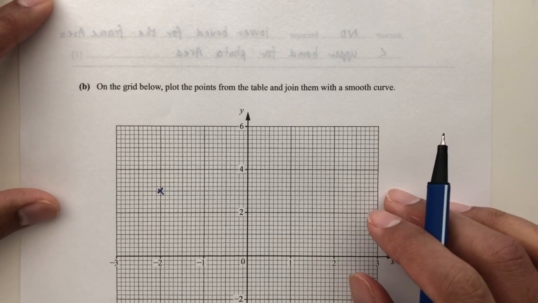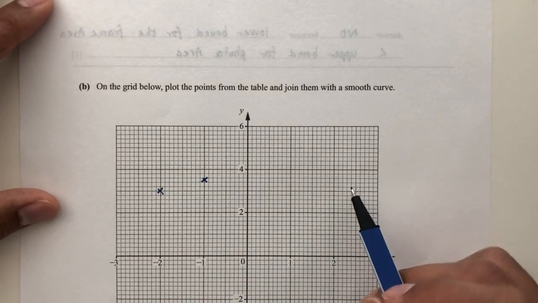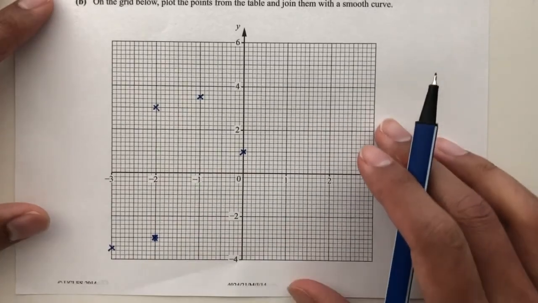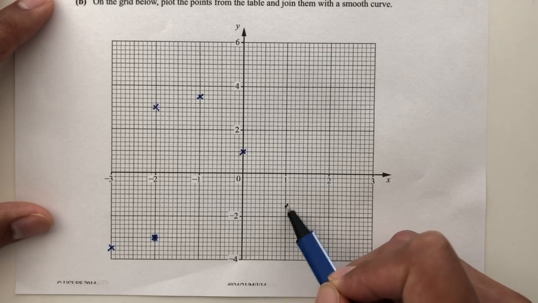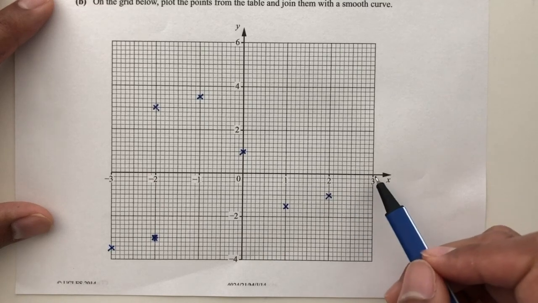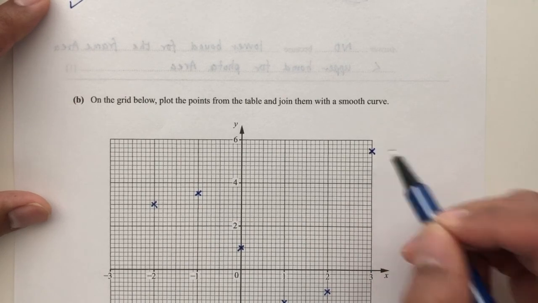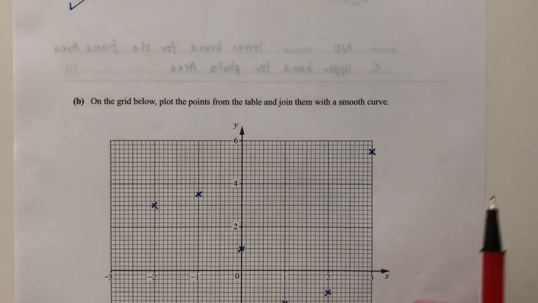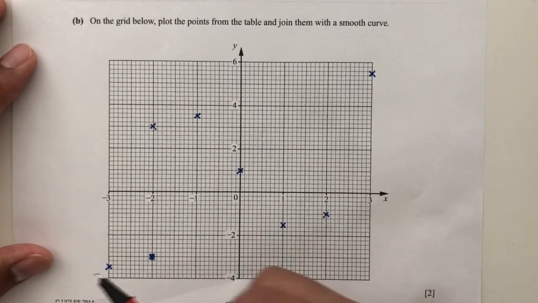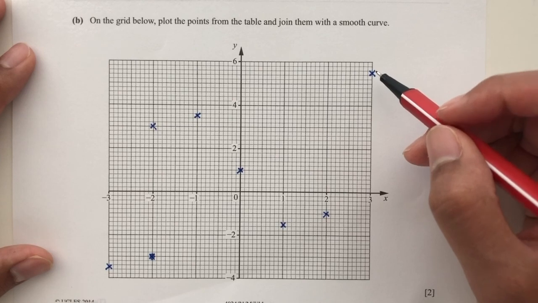Then we have minus 1, 3.5, will be right here. Then we have 0, 1 right here. Then we have 1, minus 1.5. And then 2, minus 1 right here. And 3, 5.5. 5.5 will be right here. Okay, so now let's join all the points to form this smooth curve. So let's see what we can do here. Okay, so this one clearly goes in this direction. Let's try to draw this one first.